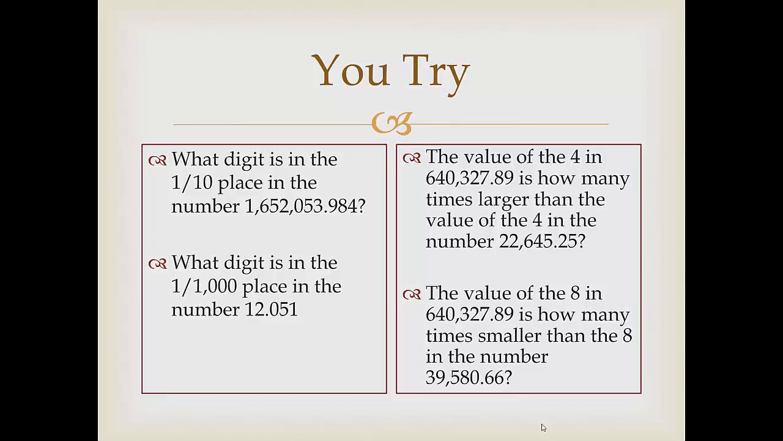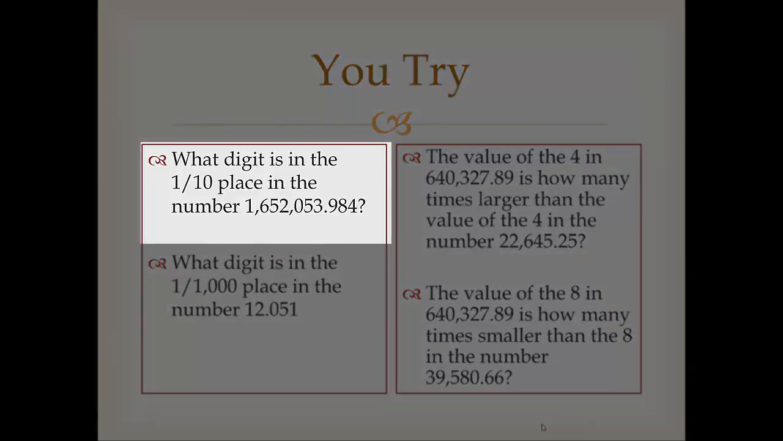Okay, let's go over the 4 problems and see if you were able to get the right answer. In the first problem, I'm looking for what the digit is in the tenths place value. Well, I know that the tenths place value is the first place value after the decimal to the right. So the digit in that place value would be the 9. So 9 is in the tenths place value.